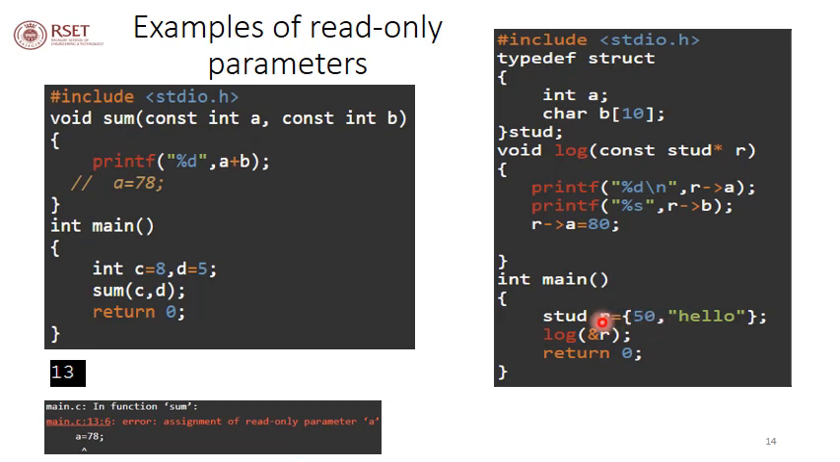That means r dot a is 50 and r dot b is hello. Then I am passing the address of r to function log, and this is the actual parameter, and corresponding to this actual parameter I should be having a pointer to receive the address of this record r. So here you can see indeed I have a pointer to stud inside function log, but it is preceded by the keyword const.